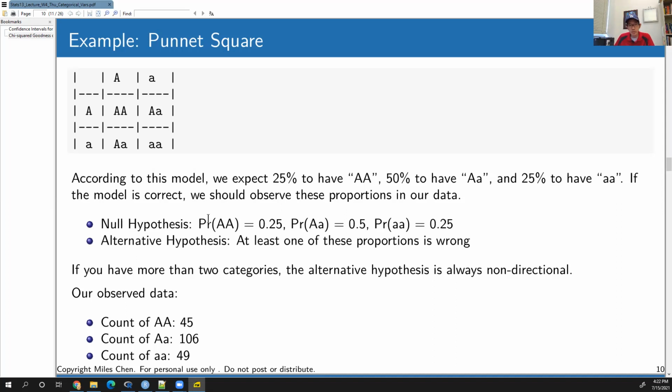So the null hypothesis we write out as basically a list of the proportions that we would expect if whatever theory we had was true, right?